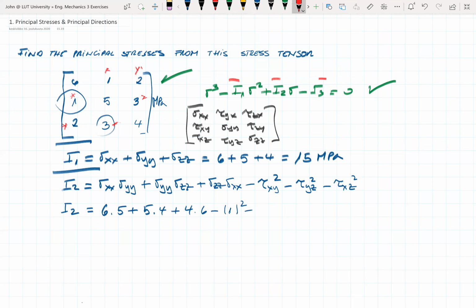So if I say tau yz is equivalent to saying tau zy, then yz is 3 square minus the remaining one, the square. And as I mentioned, I already calculated this, and this is going to be equal to 60 megapascals.